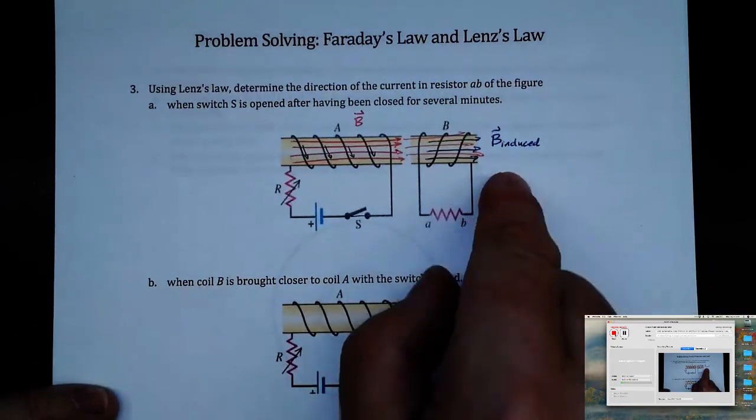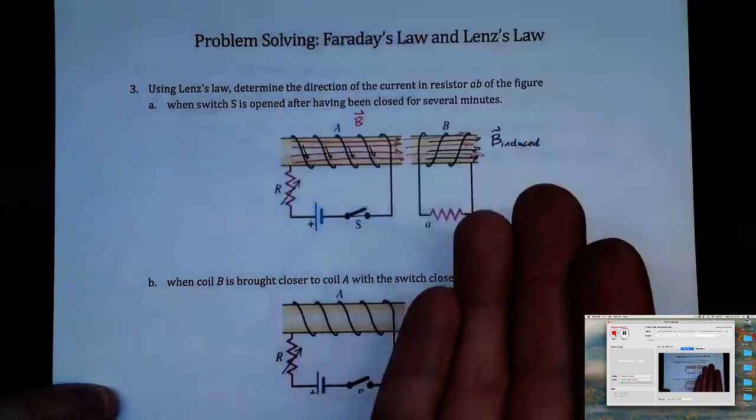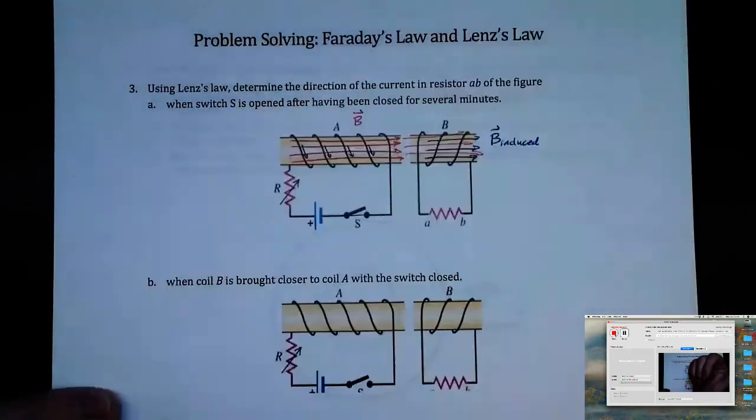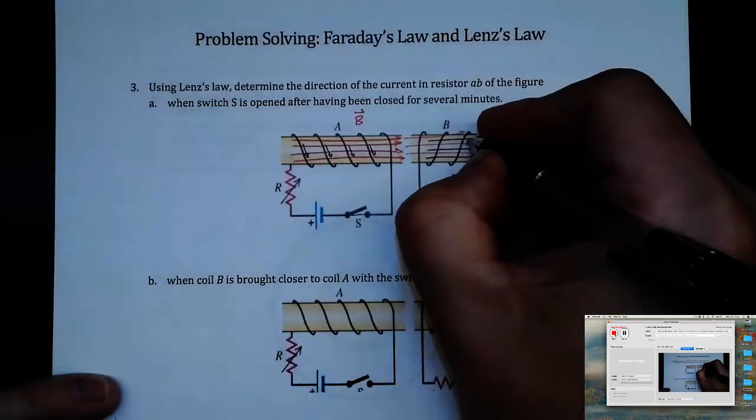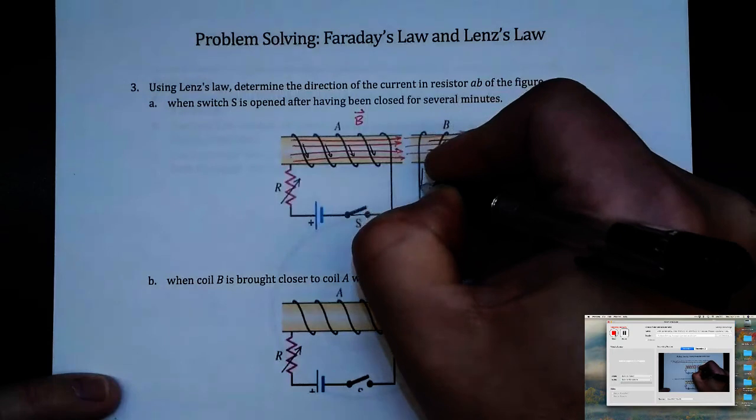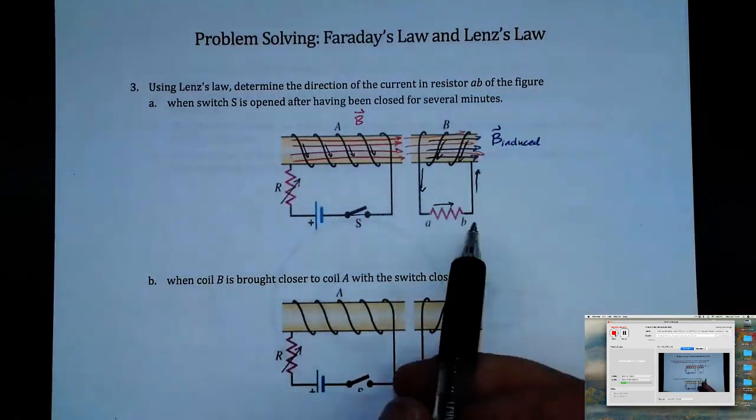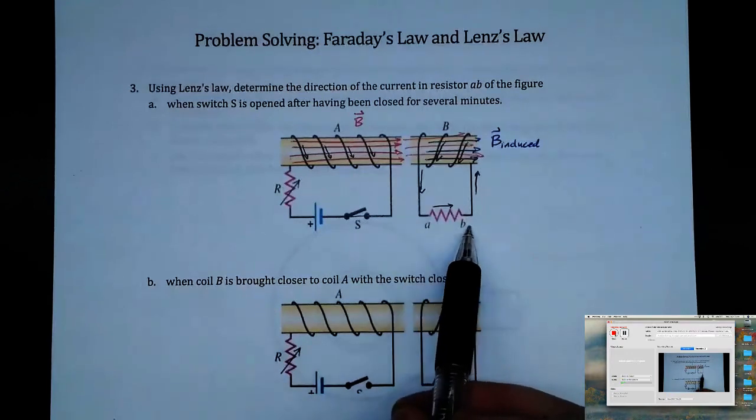So if the induced magnetic field is pointing to the right, that means the current has to go up and back and down in front of this coil. So if I have current going down in front, that means current is going here and here and here. So the current is going left to right, or from A to B through this resistor.